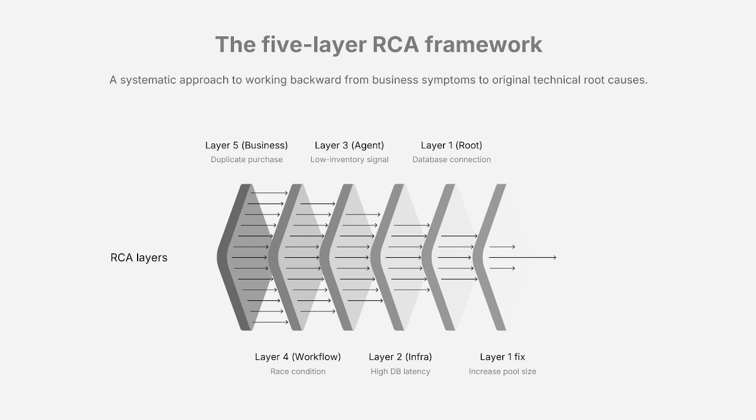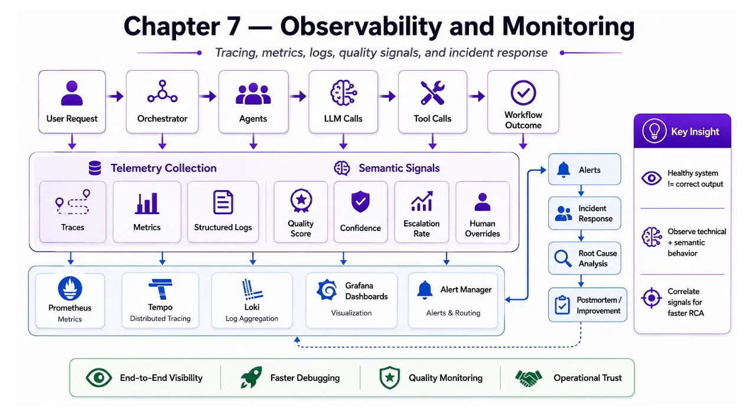So this is how the flow of root cause analysis works, how you can analyze what is causing a particular error layer by layer. And that is all we have in chapter 7. So read from the book to study how to implement this.